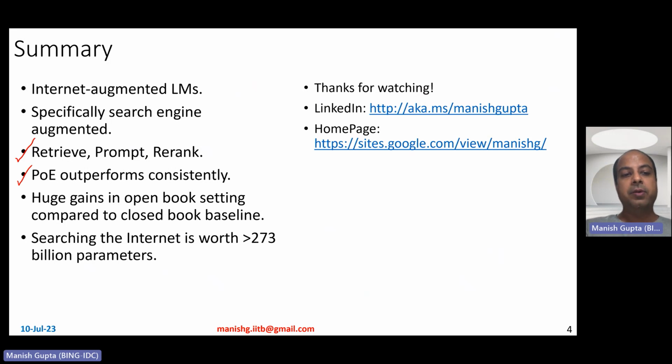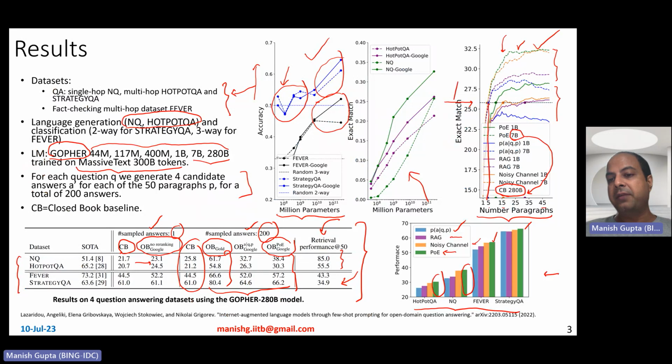They found huge gains in the open book setting compared to the closed book setting across 4 different data sets. In short, searching the internet is worth more than 273 billion parameters, because as you observed here, compared to a closed book 280 billion parameter model, the 7 billion parameter model actually performs way better.